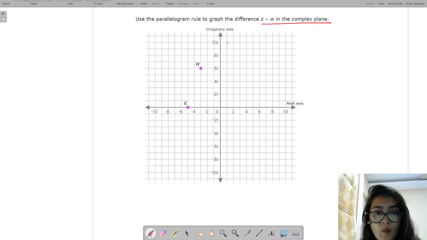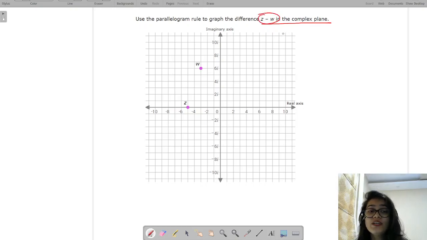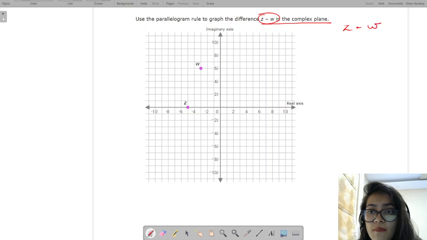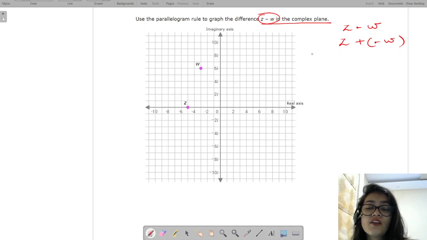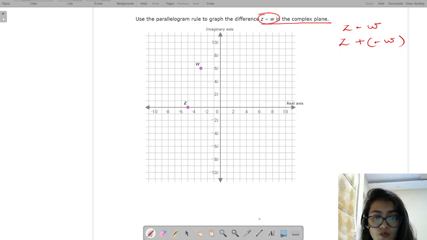So what do we have here? Here we have two complex numbers W and Z, as you can see in the purple dot, and we want to find out what will be the value of Z minus W without doing the actual calculation. As you all know, in order to find out Z minus W, I can write this as Z plus negative of W. So what we're going to do is plot the vectors Z and W and then negative W. Let's do that.